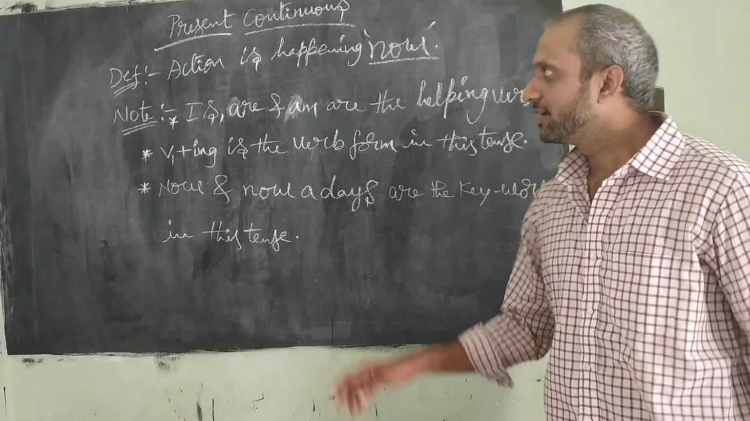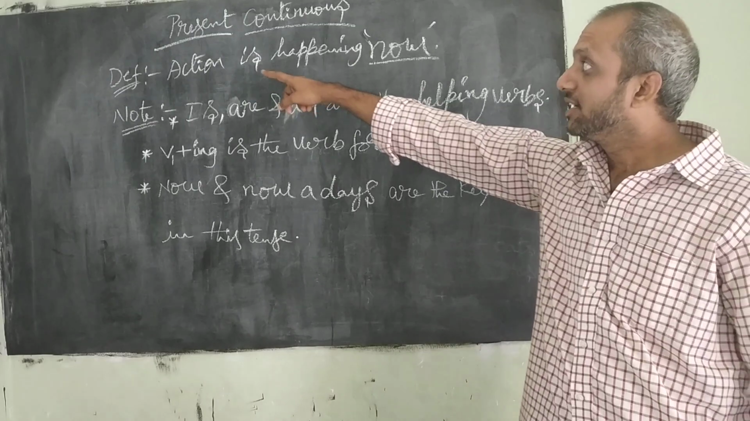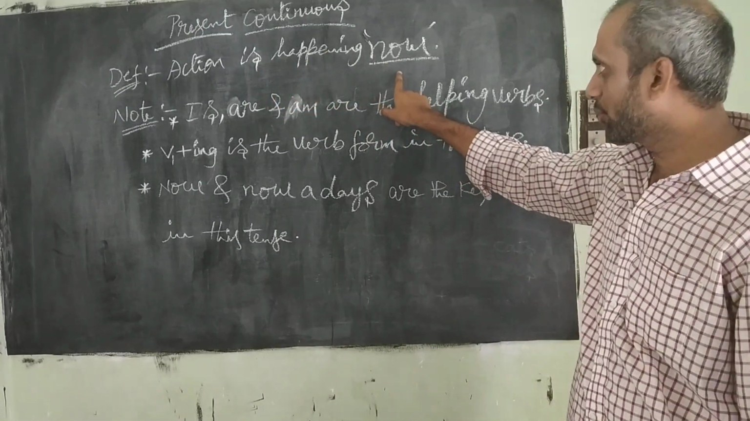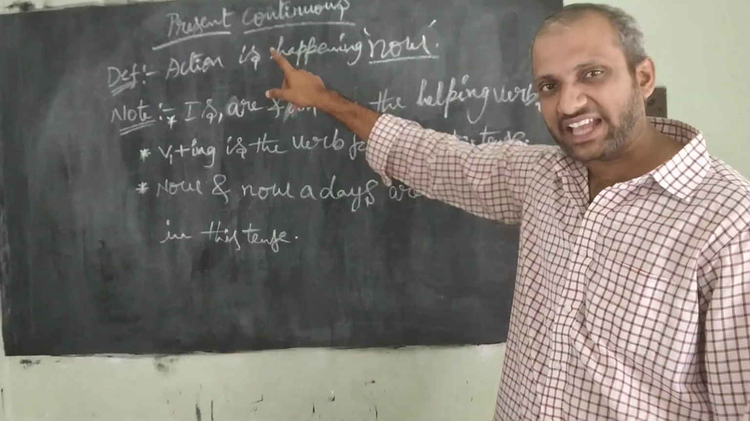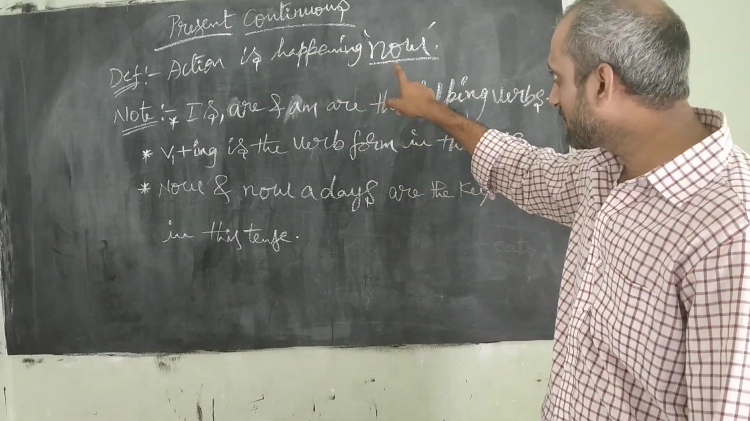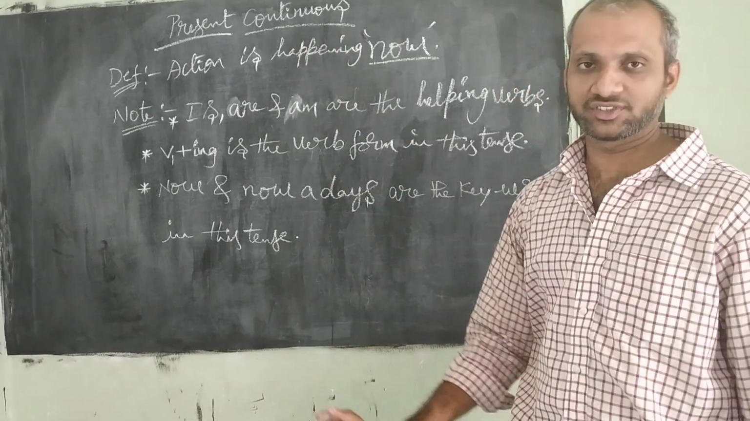Today my topic is present continuous. Let us see the definition of present continuous. Action which is happening now. The tense which is used to express the action which is happening now is called present continuous.